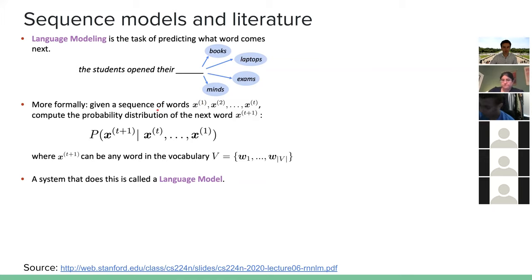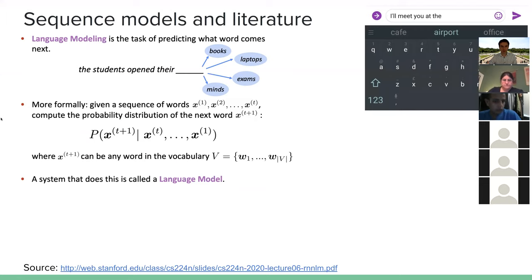More formally, given a sequence of words, where X1 is the first token, X2 is the second token, and XT is the T-th token, we want to compute the probability distribution of the next token, XT+1, given all the previous tokens. Our goal is to find the token that maximizes the probability. This XT+1 can be any word in our vocabulary. If our vocabulary is small, it might be an out-of-vocabulary token. A system that solves this problem of maximizing the next-token probability very well is called a language model.